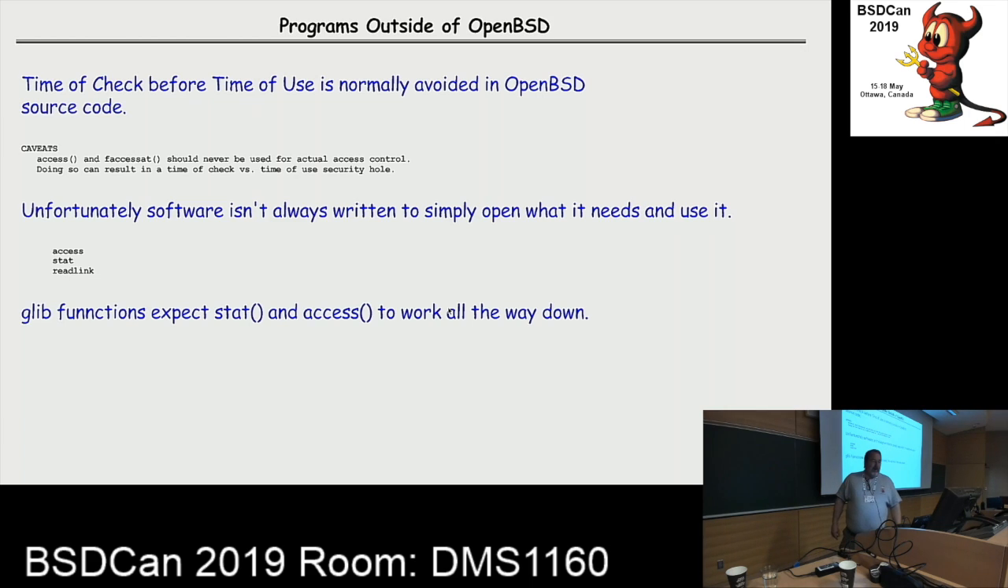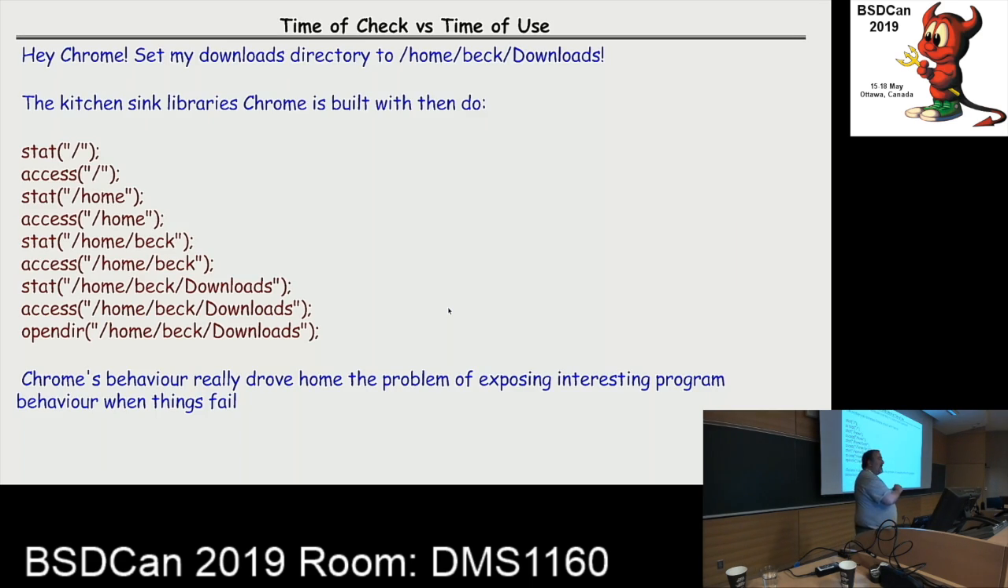Unfortunately, software outside of OpenBSD base isn't always written to simply open what it wants and needs to. Glib from GTK, which is used by Chrome when built on Unix, expects to stat and access all the way down paths. So if you tell Chrome to set my downloads directory to home/deck/downloads, this is what Chrome does: oh, well, I'll stat slash, gotta make sure slash is there. I gotta call access on slash, and then I gotta call stat on home, and then call access on home, boom, boom, boom, down the line, and finally, if I get to access home/deck/downloads, I'll call opendir, read the directory, and give you a file dialog box.